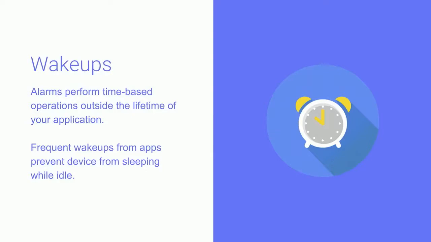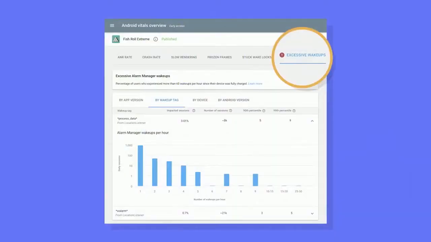Finally, the last metric that we're introducing is wake-ups. Wake-ups are when you are constantly waking up the device when the device is idle. So we flag your application when you wake the application up more than 10 times per hour, and you have a high percentage of users who are impacted by that. This is another tab within the console. We give you the wake-up tag names here as well, so you can figure out where the issue is.